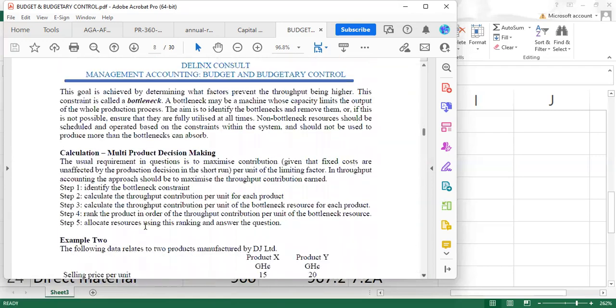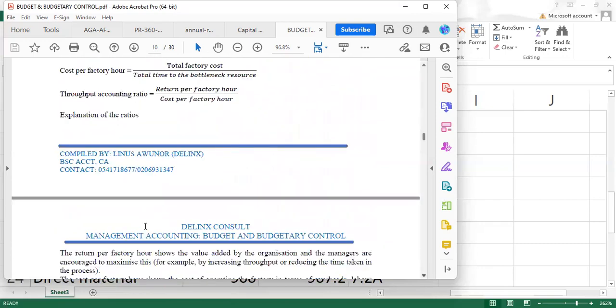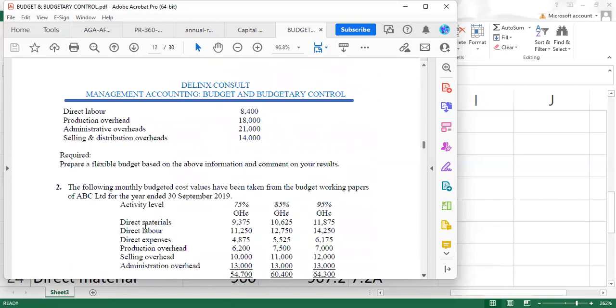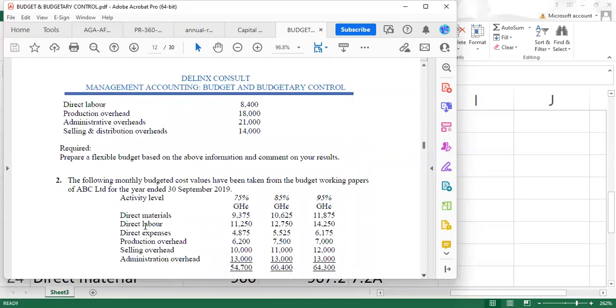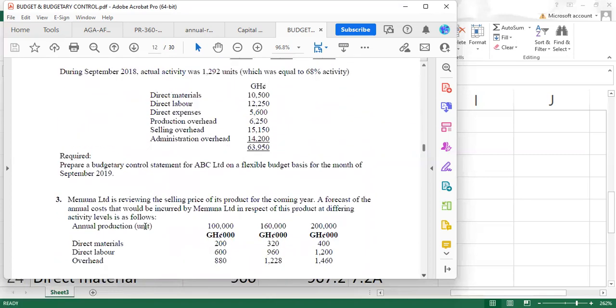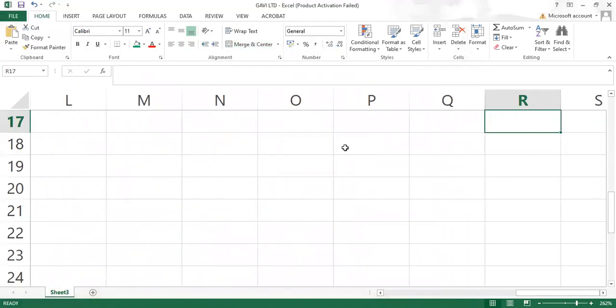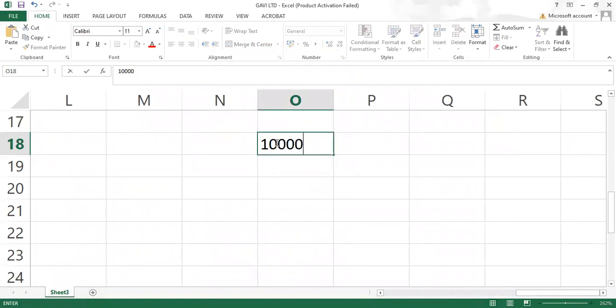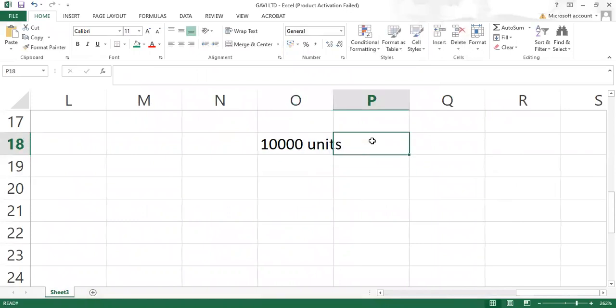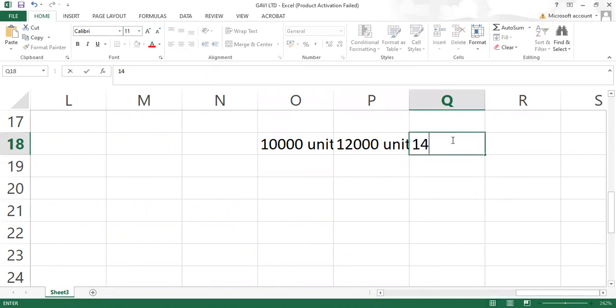All right, let's look at a situation where they'll ask you to prepare a flexible budget, but they'll give you so many activity levels. So the approach that we use is the high-low method. What we do is that they'll give you different budgets for different activity levels. So they'll say that, okay, 10,000 units, 12,000 units, and 14,000 units.